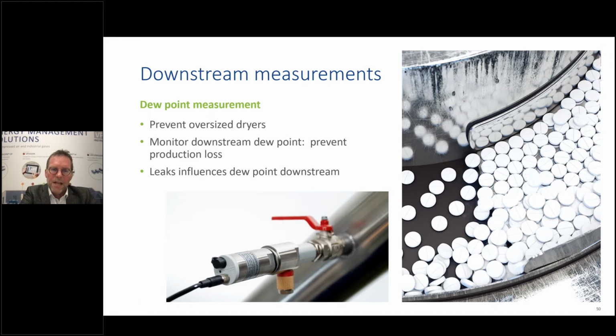But you can also mount a dew point sensor downstream. This would be sort of a watchdog, or a warning that something is going wrong with the dew point, and that could be helpful, for example, to prevent production losses. You can also, if you find a huge difference between the dew point you're measuring downstream and the dew point at the dryer, take it as an indication of leaks, because if there are air leaks, water can intrude into the system through those leaks, and it will affect the dew point downstream. So in that way, it's also a sort of leakage indicator.